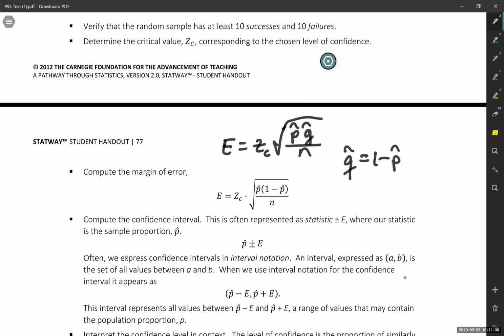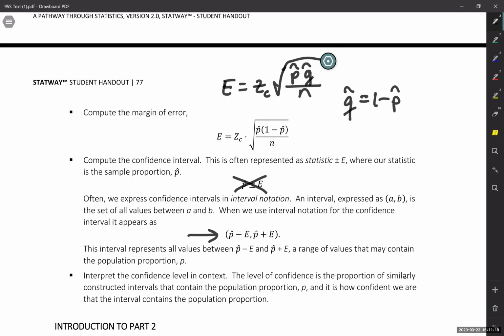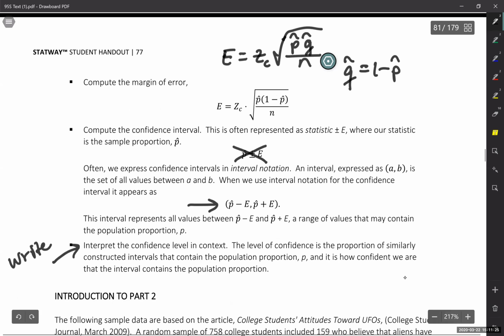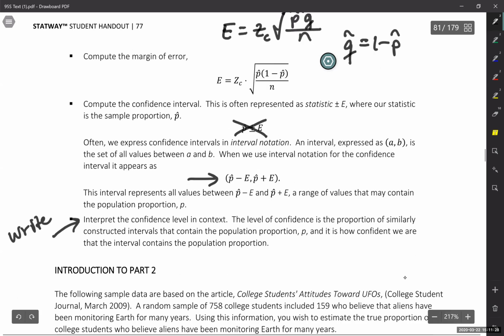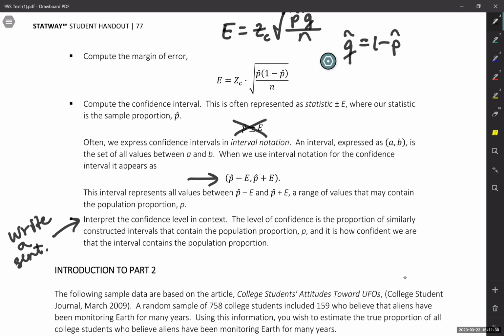All right, so here we have the ways to write a confidence interval. We don't typically write it this way. We usually write it out as an interval: p hat minus E is the lower limit, and p hat plus E is the upper limit. And then finally, interpret, in other words, write a sentence, to finish up how confident we are that the confidence interval contains the true proportion.